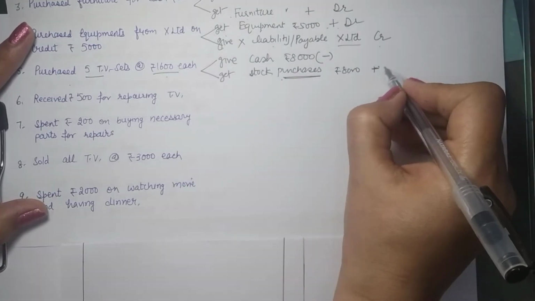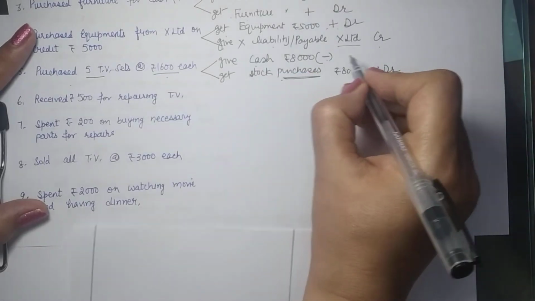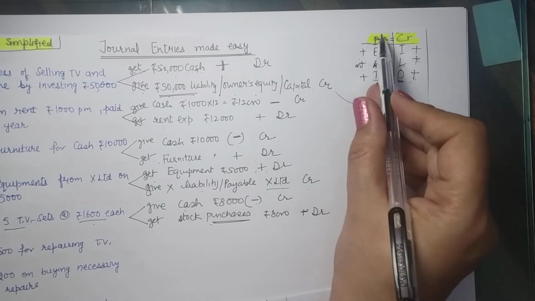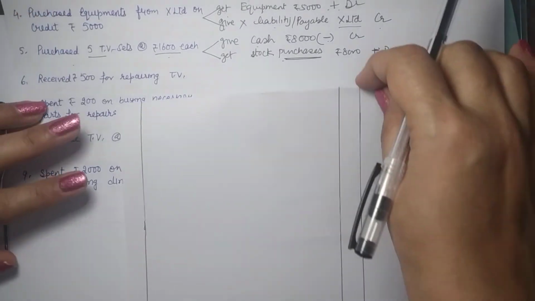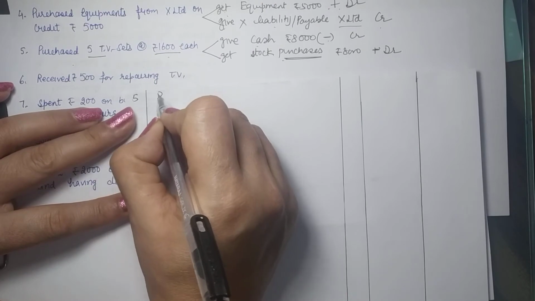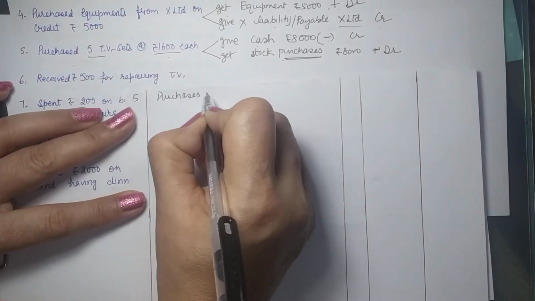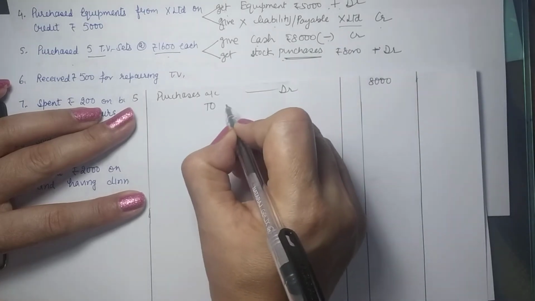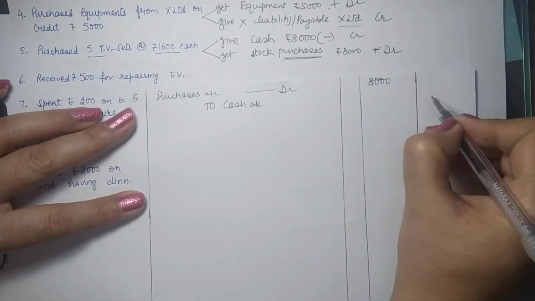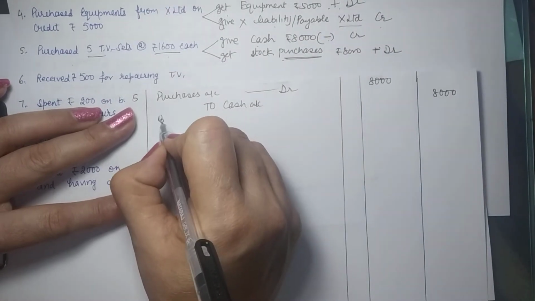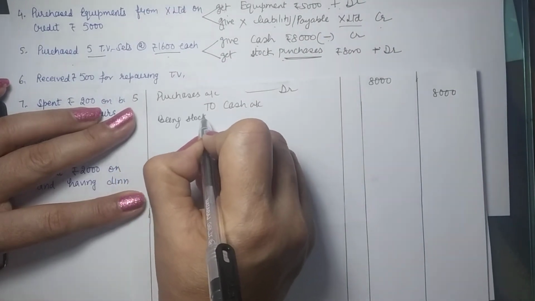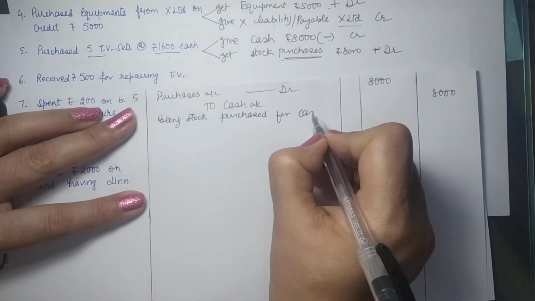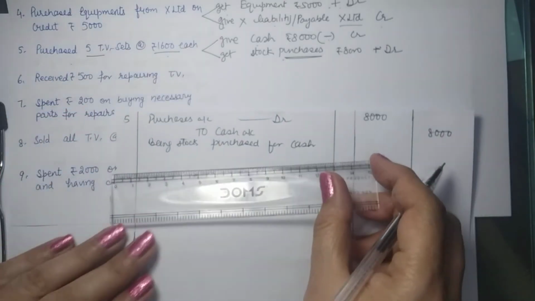So asset received debit, asset decline credit. Because for the assets, A is lying here, so its positives are debit. So your entry is purchases account debit to cash account credit, being stock purchased for cash. Okay, now next.